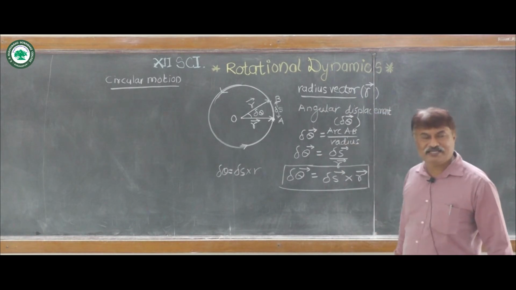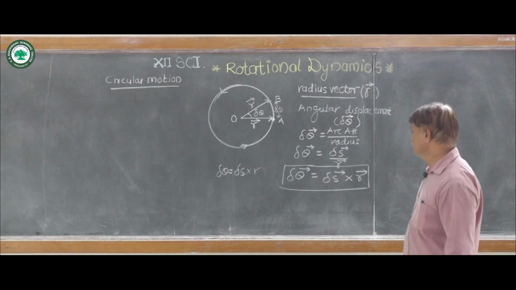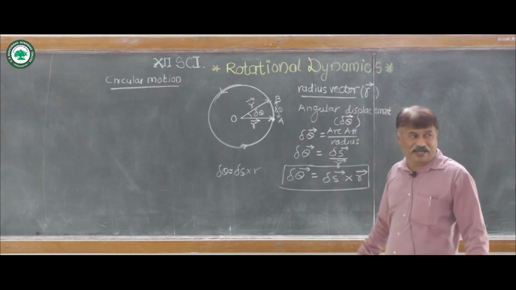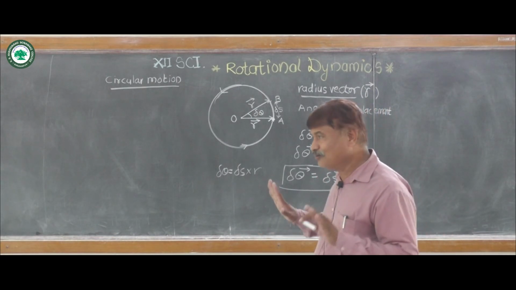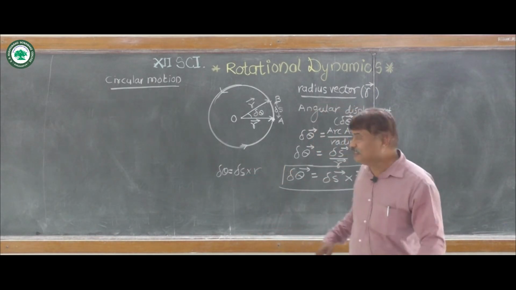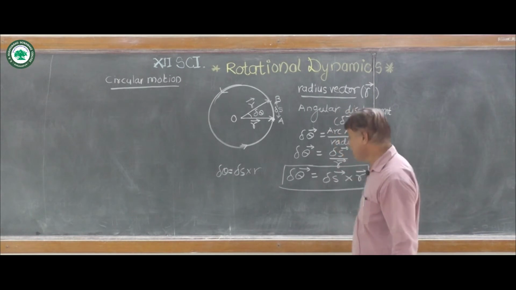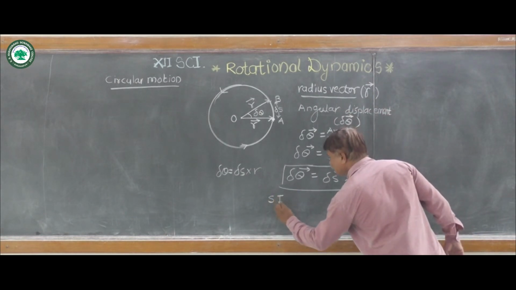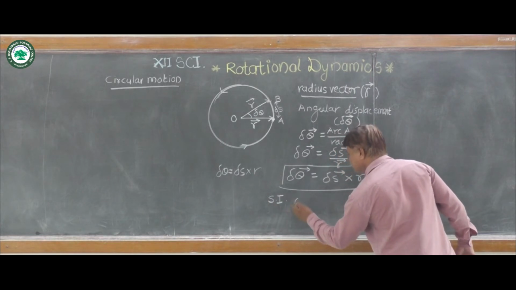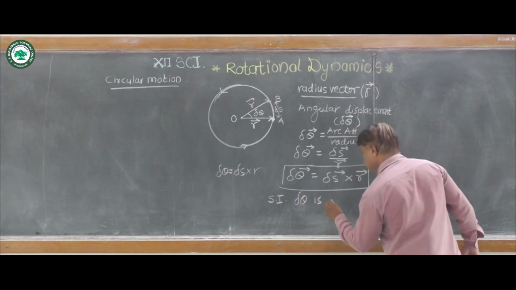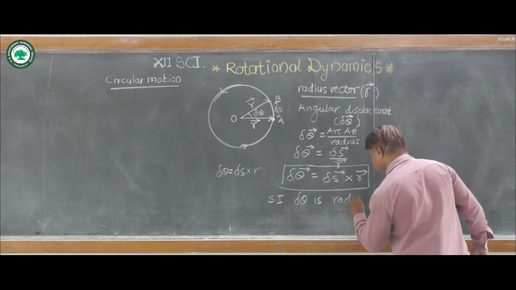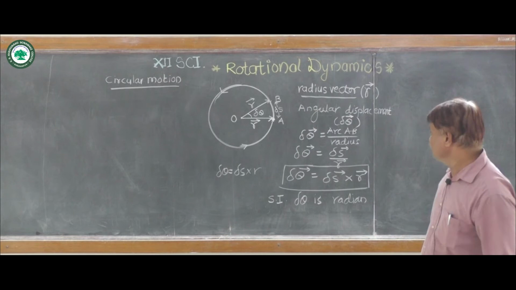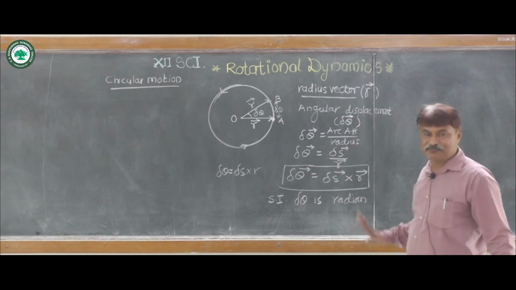Now we have to find out the SI unit of angular displacement. It is measured in terms of angle. According to the definition, angular displacement is the angle traced by the radius vector. Angle is measured in radians, so the SI unit of angular displacement is radian. In this way we study angular displacement.